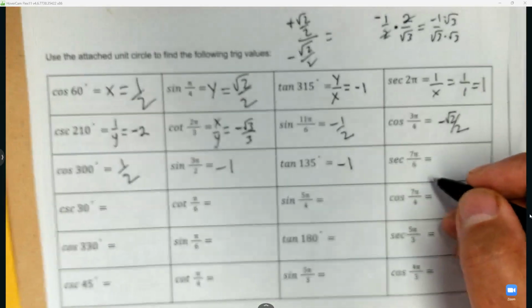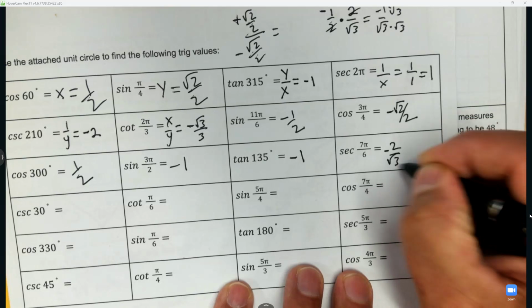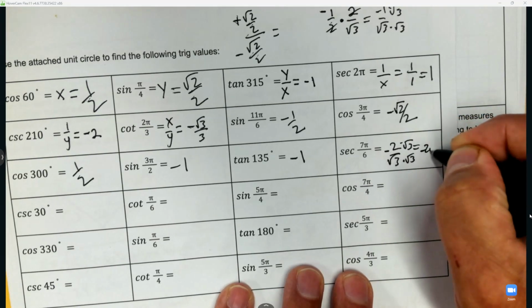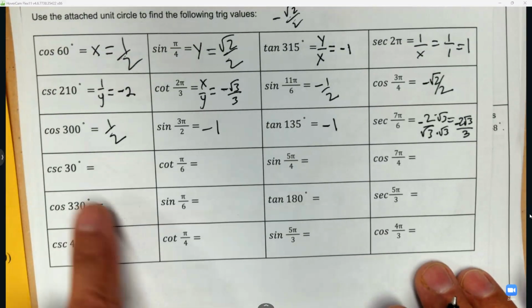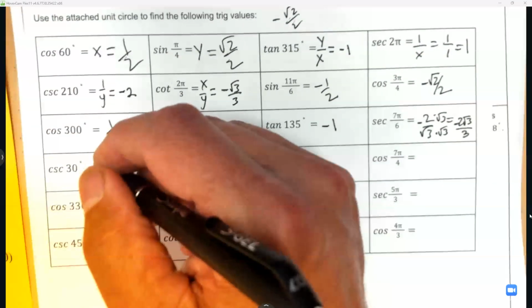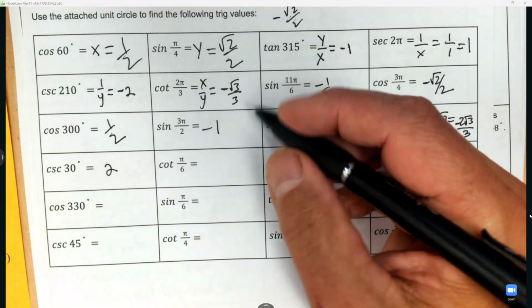Secant 7 pi over 6. We're going to do the reciprocal of the x. And then I'm going to multiply by root 3, and then I get my answer. So it's negative 2 root 3 over 3. Cosecant 30, find where 30 degree is. Cosecant, the reciprocal of y. So the answer instead of 1/2 is 2.